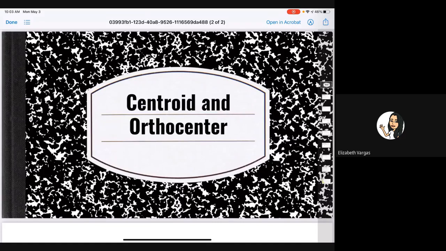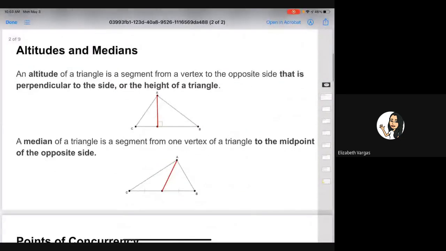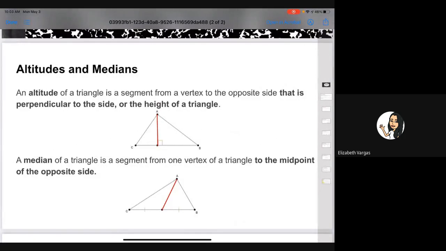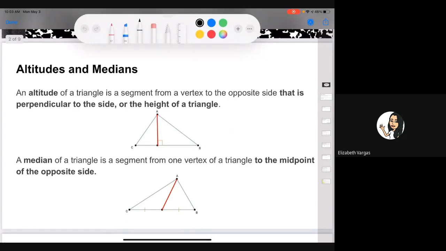Okay. So centroid and orthocenter. The first thing we're going to look at is altitudes and medians. Basically, pretty simple to identify. An altitude of a triangle is a segment from a vertex to the opposite side that is perpendicular to the side, or the height of the triangle.